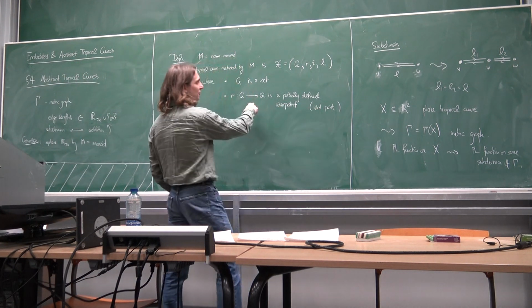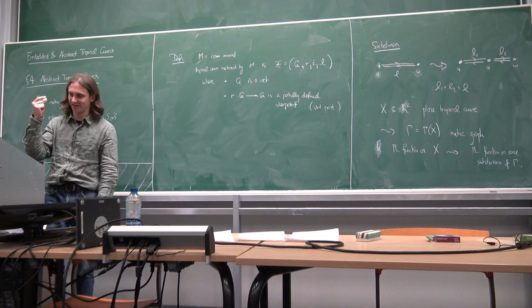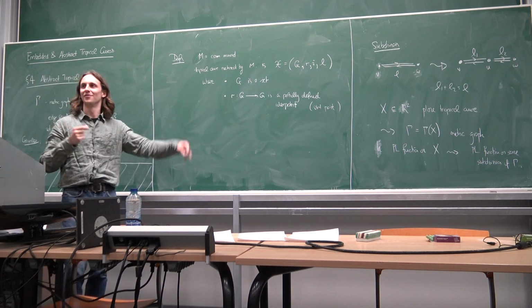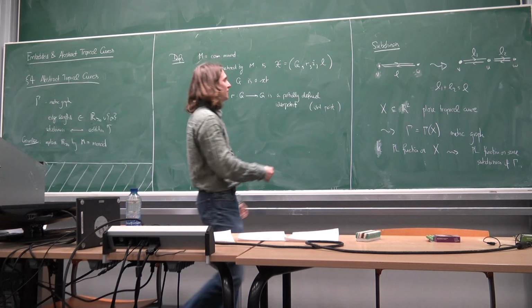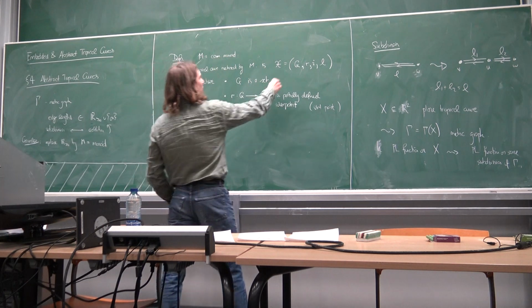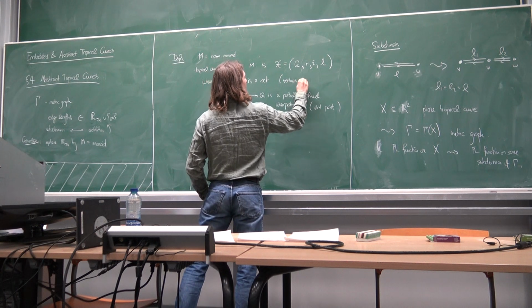So this is the start point of an edge, and if we're thinking of a vertex as an edge of length 0, then its start point is itself. So this is vertices plus edges.